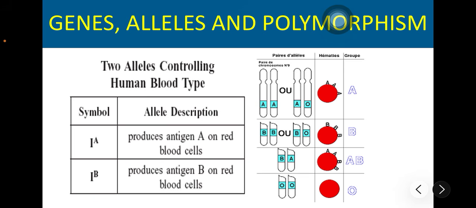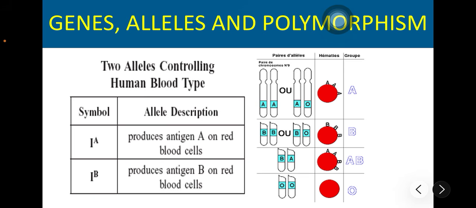So let's say, for instance, the ABO gene is located on the long arm of chromosome 9. Its job is to provide instructions for the glycosyltransferase enzymes that build your A and B antigens.